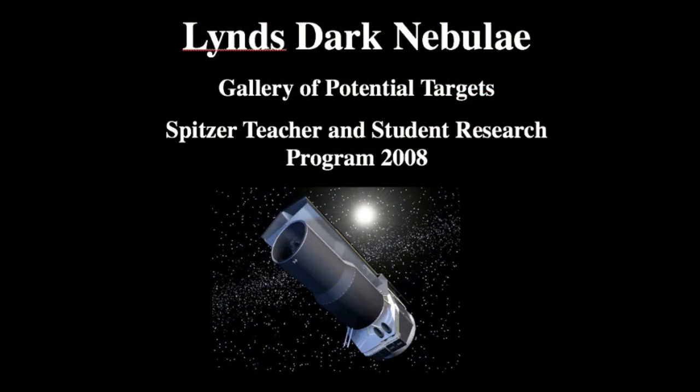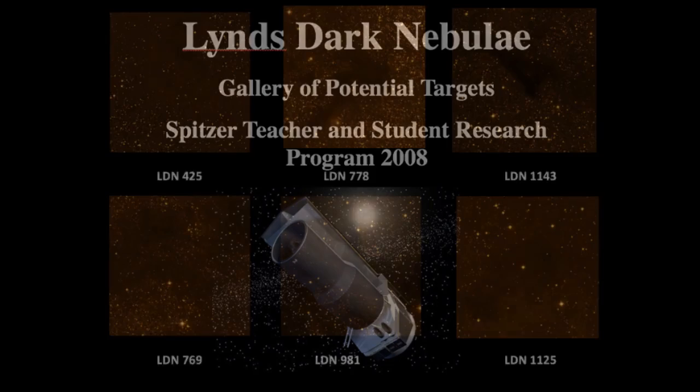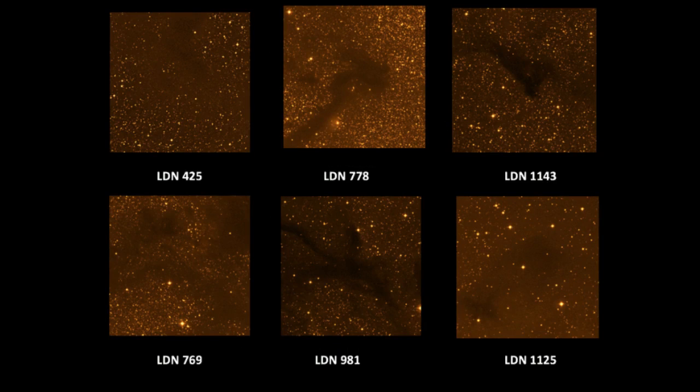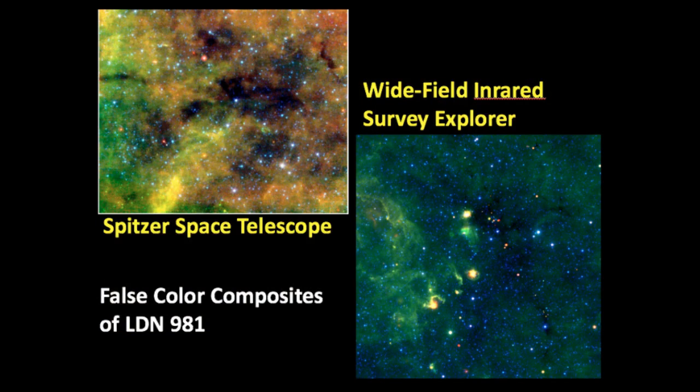Our students chose to look at star formation in small dark nebulae known as Lynds' Dark Nebulae, after the astronomer Beverly Lynds, who catalogued a huge number of these objects. Students used archival data, images from past missions, to pick a nebula that had not been studied much, and showed thick amounts of gas and dust based on its optical properties. The one they decided on was LDN 981.